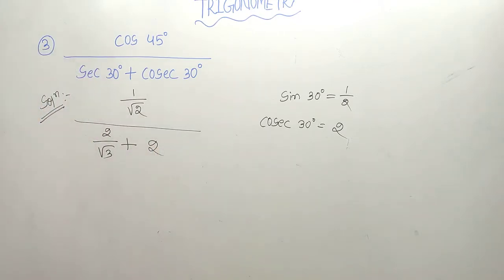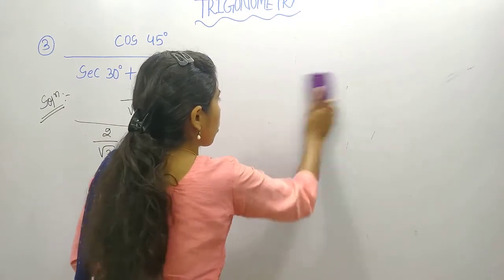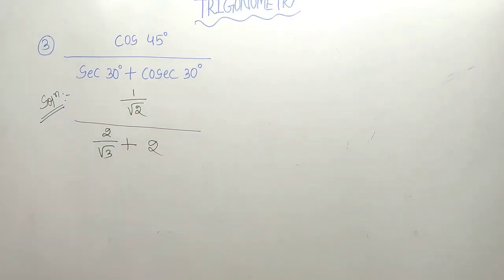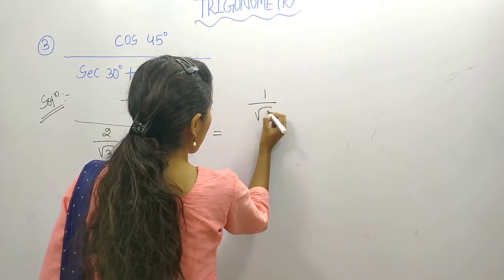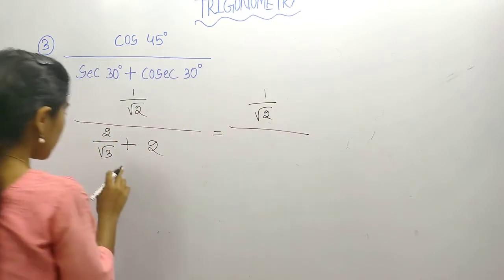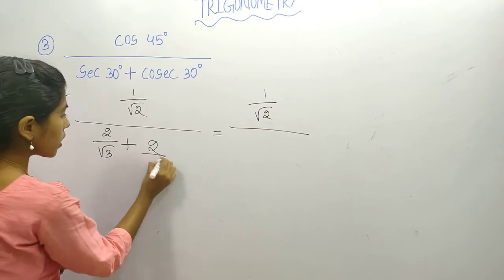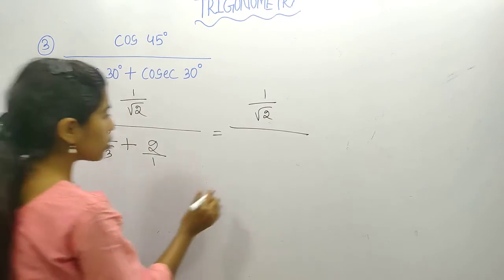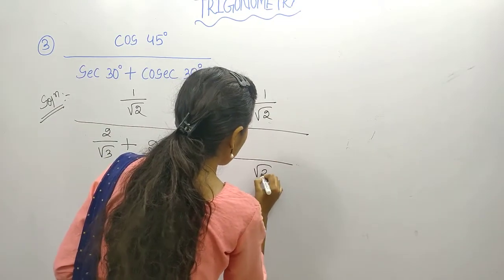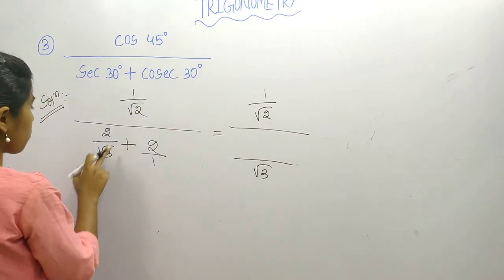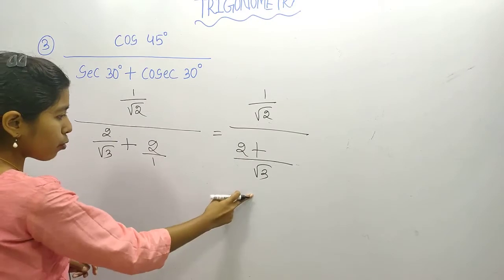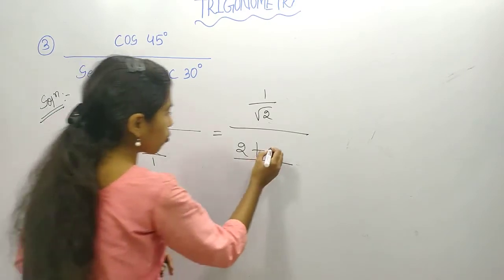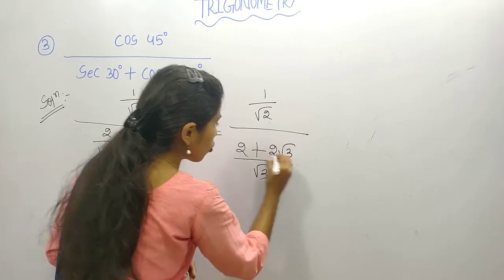Next. Then what will it become? Equals 1 divided by root 2 divided by. Here you see root 3 has nothing there, which means 1. Root 3 into 1. Here the LCM will become root 3. Next, you see 2 plus 1 into root 3, 2 into root 3, 2 root 3. So it will become 2 root 3.